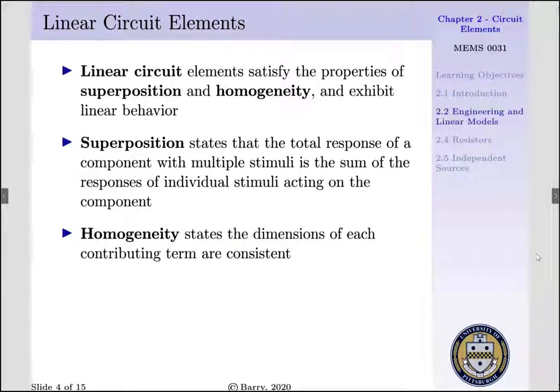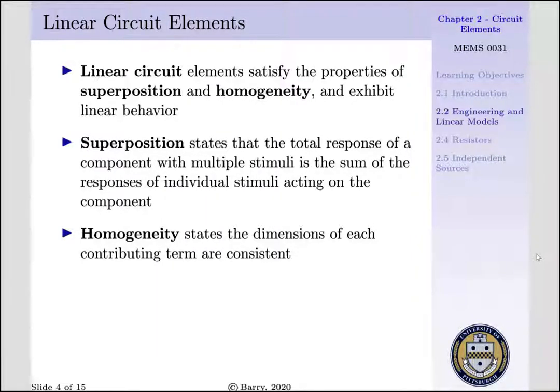Now, in this class, we are going to analyze linear circuit elements. A linear element satisfies two properties, that of superposition and that of homogeneity. And obviously, a linear circuit element has to exhibit linear behavior as a function of voltage and current.